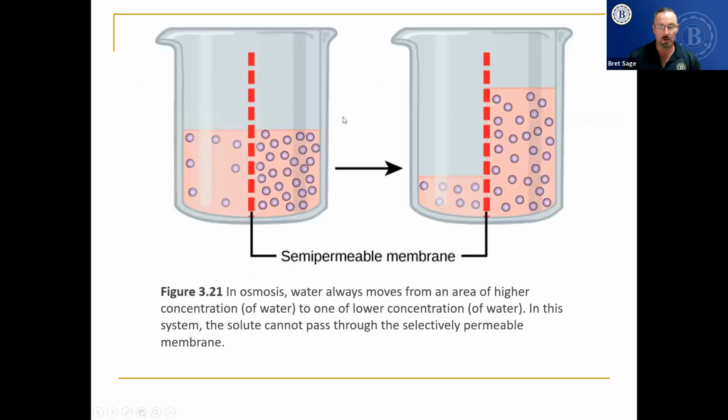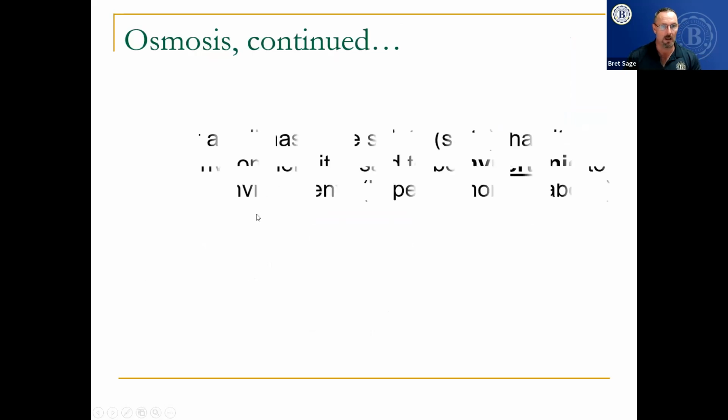Okay, so in osmosis, water always moves from an area of higher concentration of water to one of lower concentration. In this system, the solute cannot pass through the selectively permeable membrane. And this image and this figure notes are directly from your text if you want to take a look at it. Okay, more about osmosis.